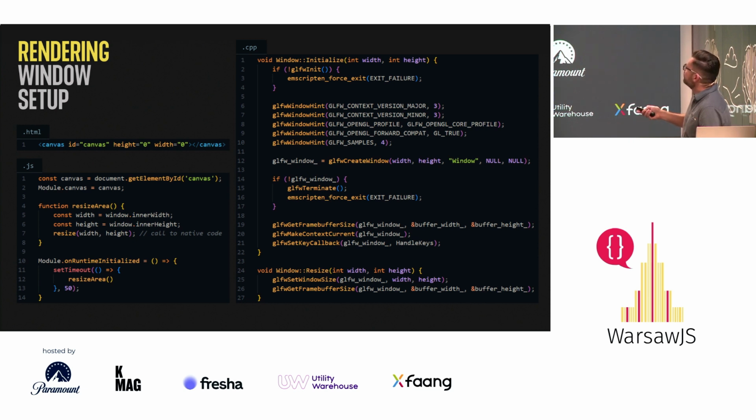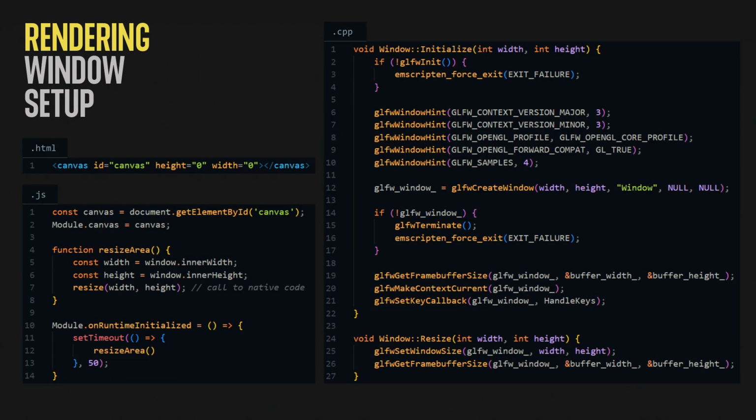Rendering window setup. I think this is the most crucial part of our presentation to date. This is how we create a rendering surface and give OpenGL access to it. There are three snippets. One is HTML, where I basically create a canvas. Here is the JavaScript glue code. I find this canvas in the DOM tree and assign it to Module.canvas.